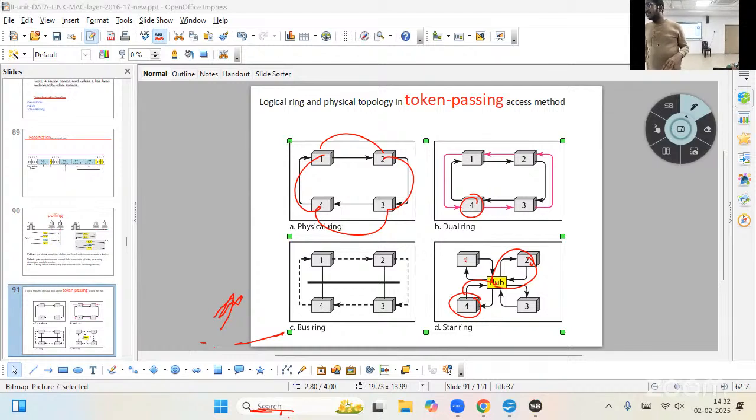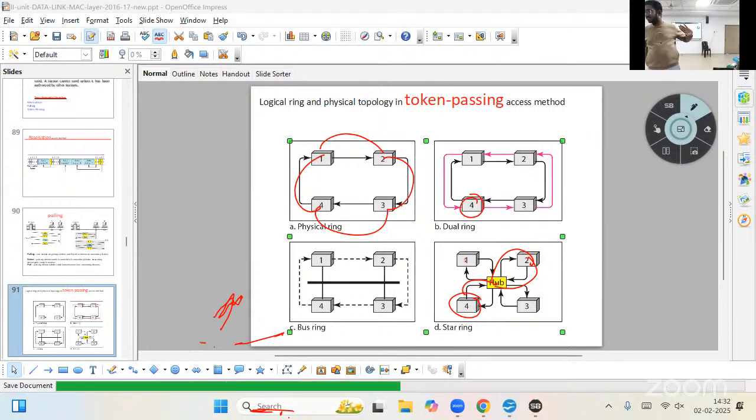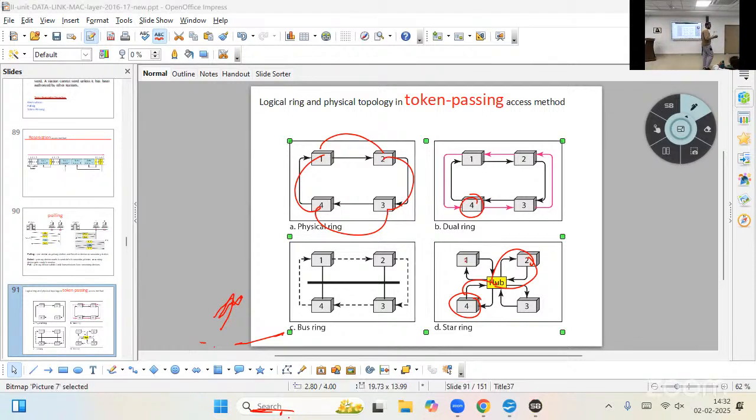Everyone has had lunch, right? So those who have a token will eat the particular lunch. Here also, if you want to send the data, those who have the token will send the data. Those who don't have the token, what will happen?